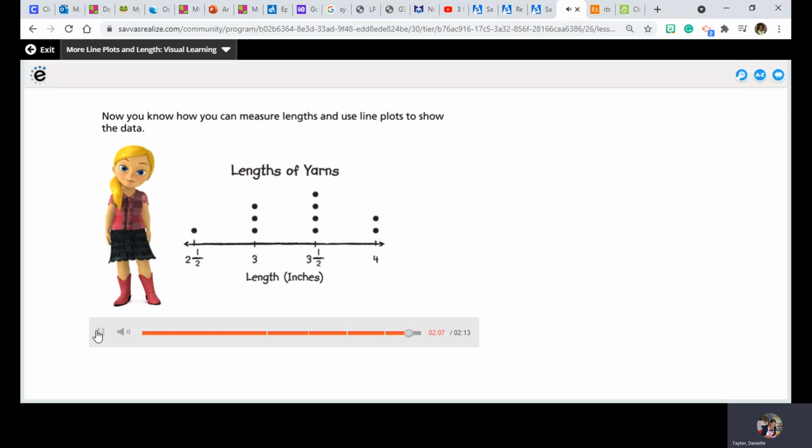Now you know how you can measure lengths and use line plots to show the data.